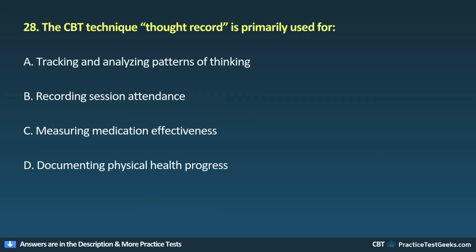28. The CBT technique thought record is primarily used for A. Tracking and analyzing patterns of thinking. B. Recording session attendance. C. Measuring medication effectiveness. D. Documenting physical health progress.